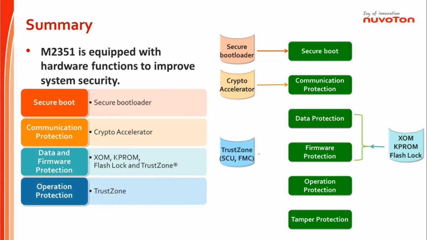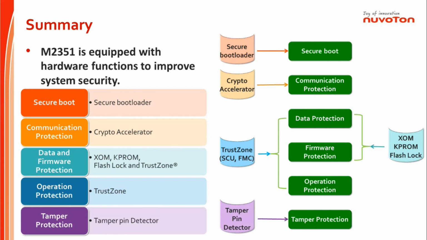The trust zone can prevent illegal operation, such as random access to secure code. And Tamper Detector can detect tamper events. This is the end of the presentation.